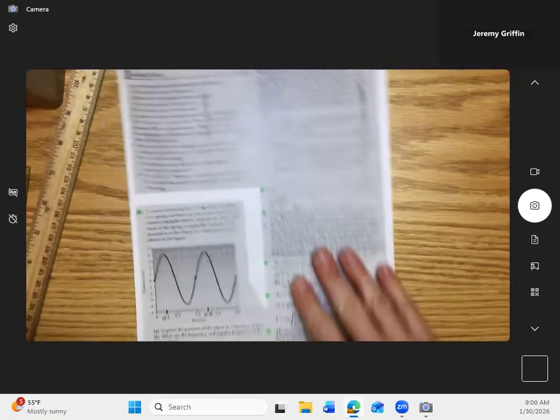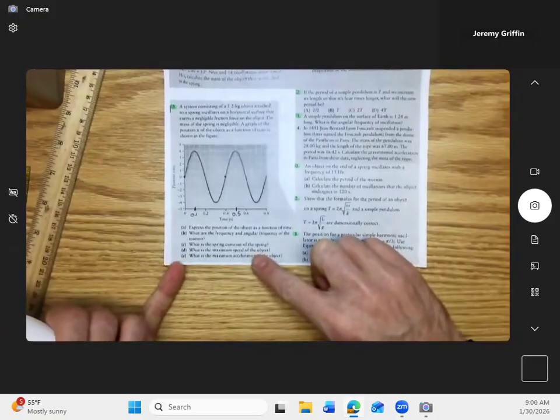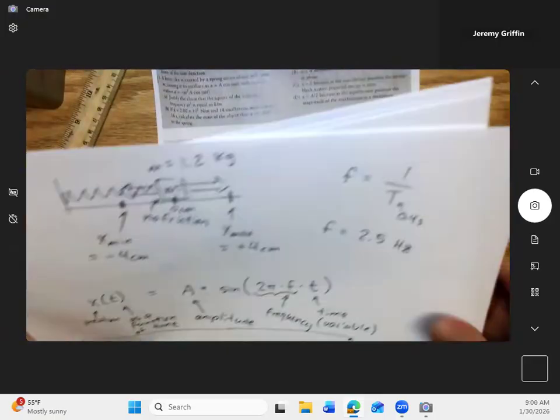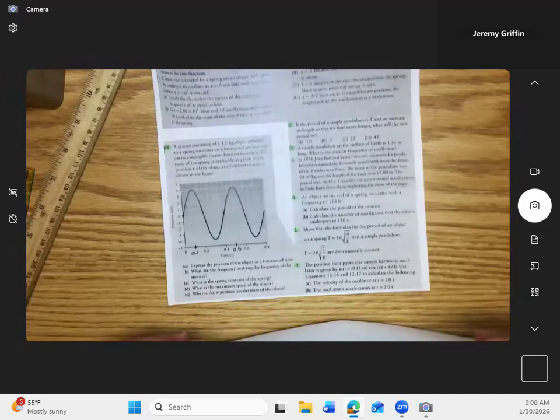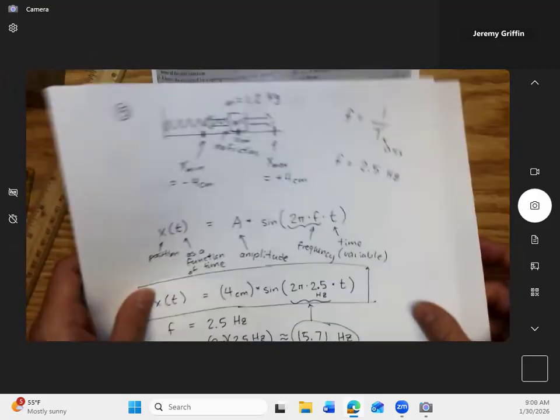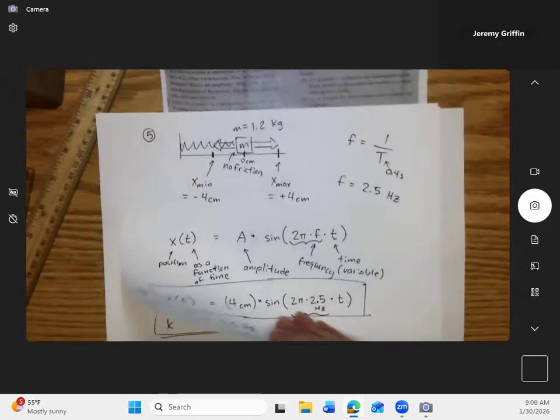Part B. What is the maximum speed of the object? Hey guys, for maximum speed, there are 2 different ways to get this. What's one way you could think to solve for maximum speed? We're going to do both ways, and I bet we'll get the same answer. Did somebody say conservation of energy? Yeah, energy or kinematics. Guys, let's do conservation of energy. Right, that's one way to do it.